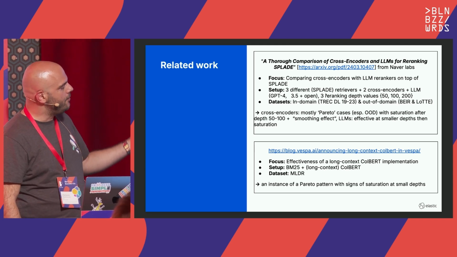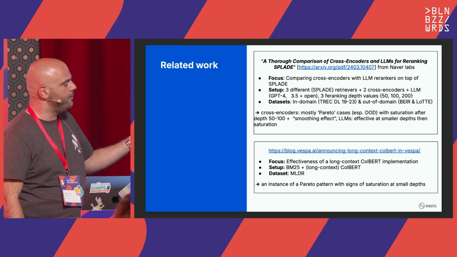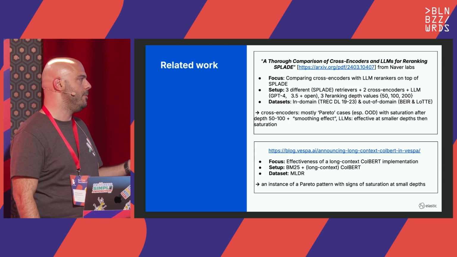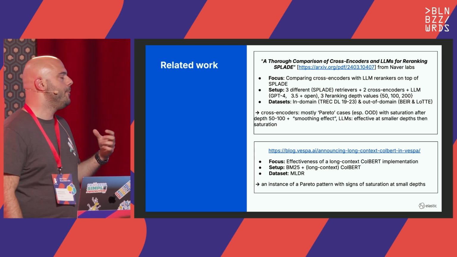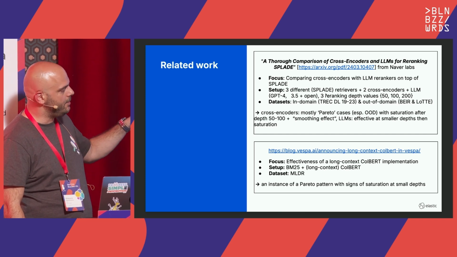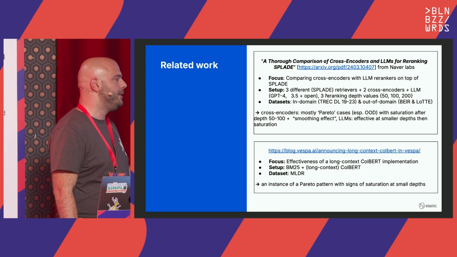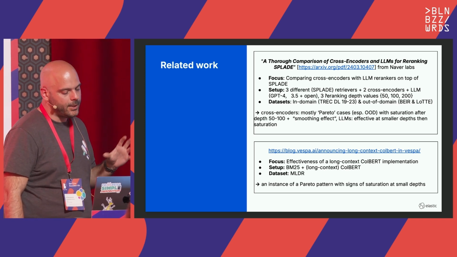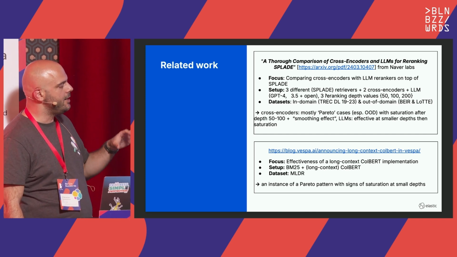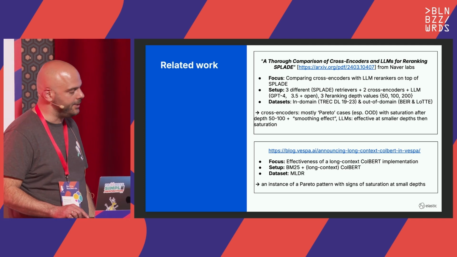Then there is a blog post from Vespa. The focus of the post was to assess the effectiveness of a long-context ColBERT implementation. The author uses a retrieve and rank pipeline with BM25 as a retriever and long-context ColBERT as the reranker, applied on the MLDR dataset. From our perspective, it's another instance of a Pareto pattern with signs of saturation at small depths, like 30, I think it's 30 or 40.